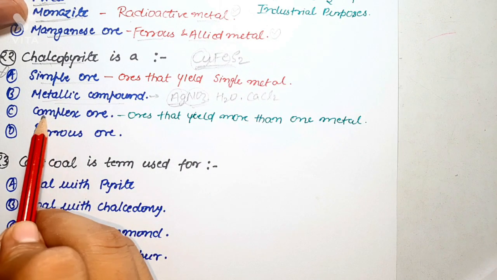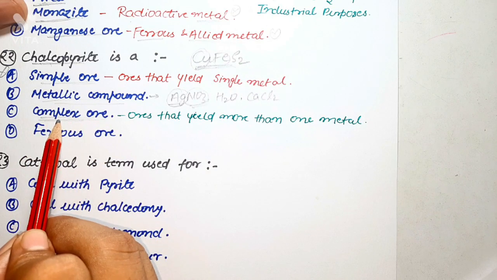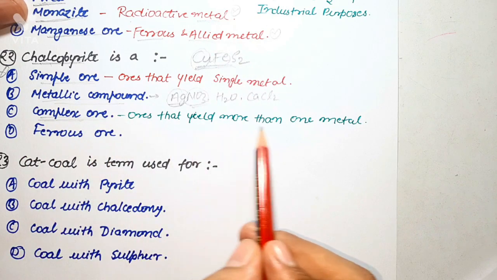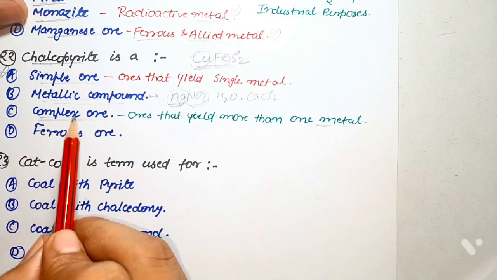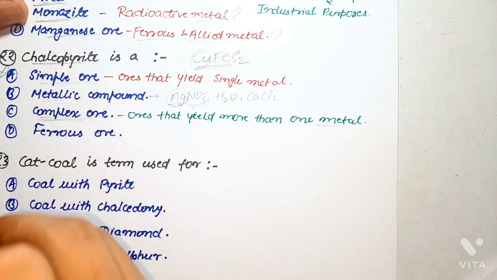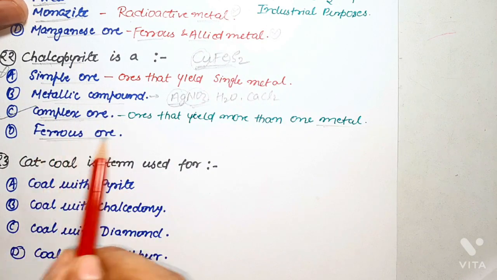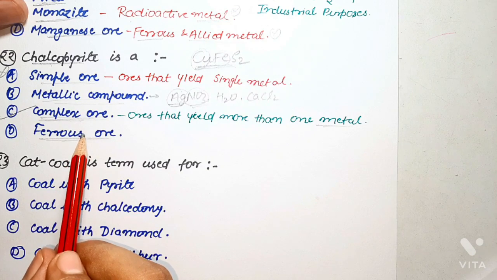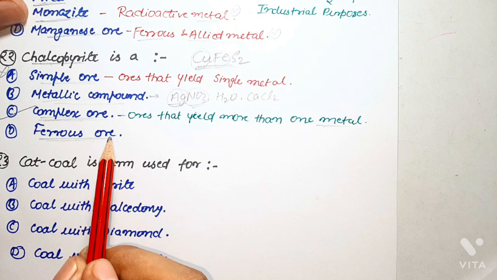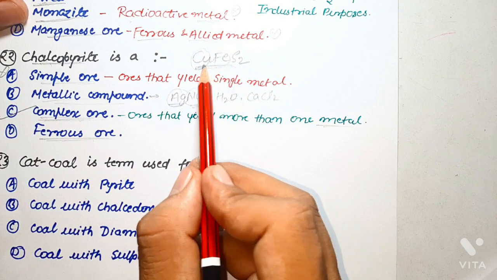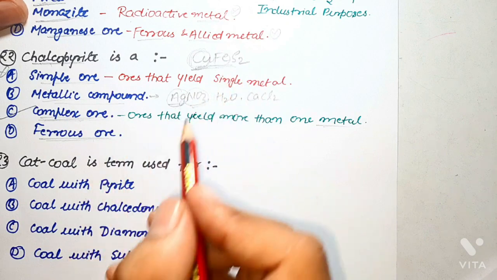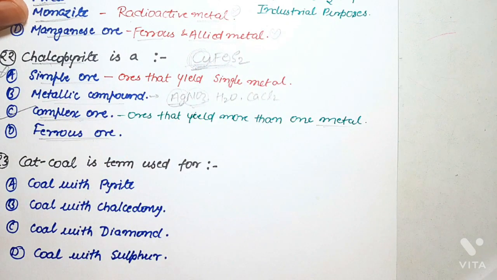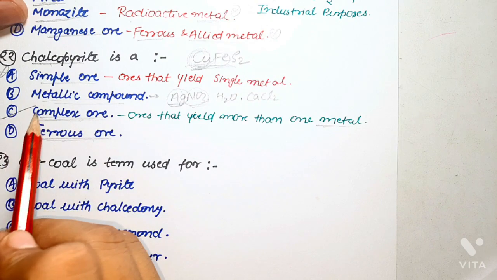Next one is complex ore. The definition of complex ore tells us that these are ores that yield more than one metal. So chalcopyrite fits under the definition of complex ore. So chalcopyrite will be a complex ore. This is not a ferrous ore. Okay, this might be confusing, that this should be a ferrous ore, but this is not a ferrous ore because, first of all, it is an ore of copper, as the copper content is more as compared to iron, and secondly copper is a non-ferrous metal. So this is not a ferrous ore, this is a complex ore.